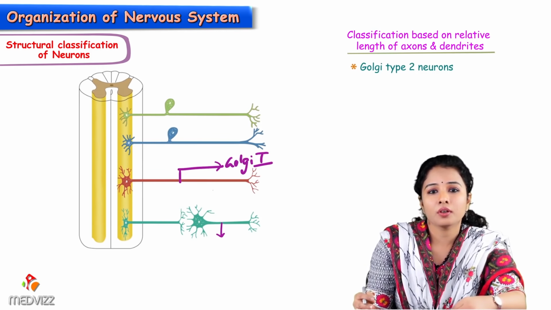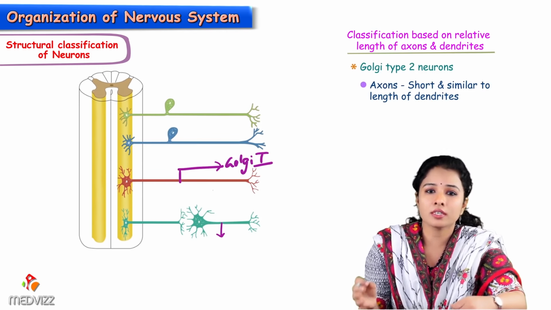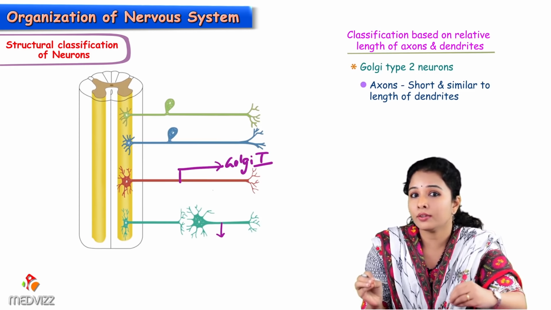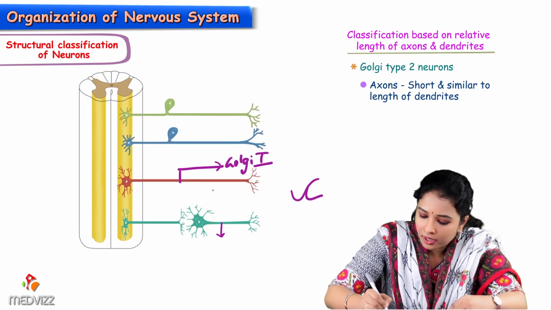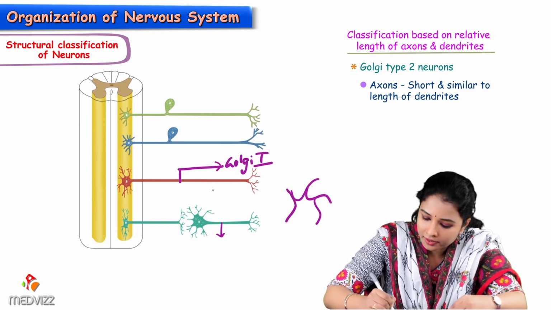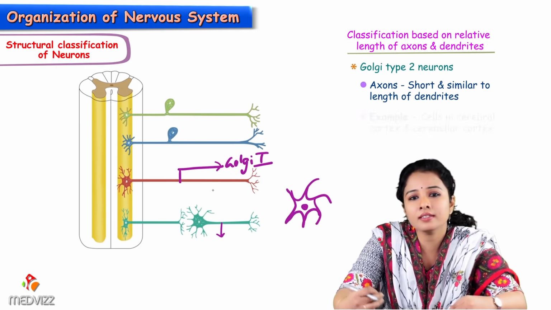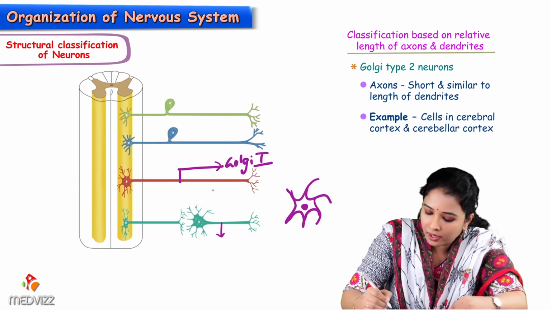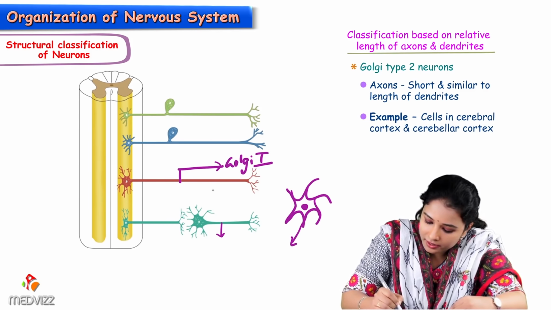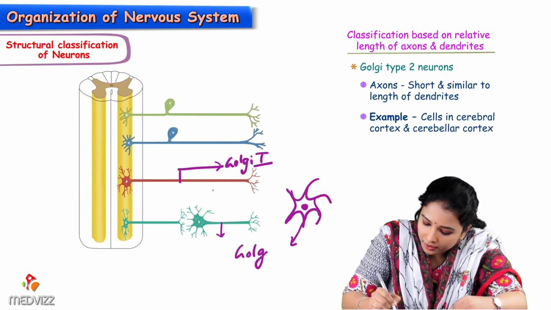Golgi type 2 neurons: the axons of these neurons are short, similar to the length of dendrites. So they are very short, so you cannot differentiate axons as such. These kinds of cells are present in the cerebral cortex and cerebellar cortex. So this is an example of a Golgi type 2 neuron.